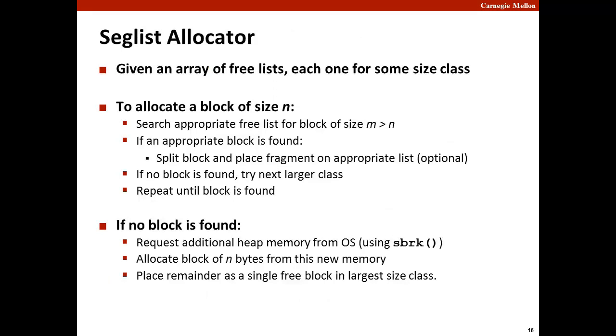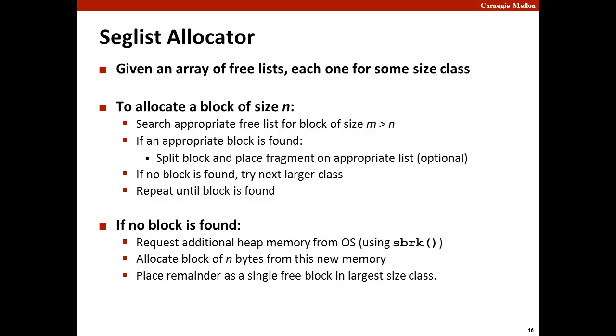So you have an array of free lists, each one for some size class. To allocate a block of size n, you search the appropriate free list. If you find it, you celebrate. You take that block, you mark it, and you look at it and say, okay, I have a block yay big, I need a block this big. What do I do with this?